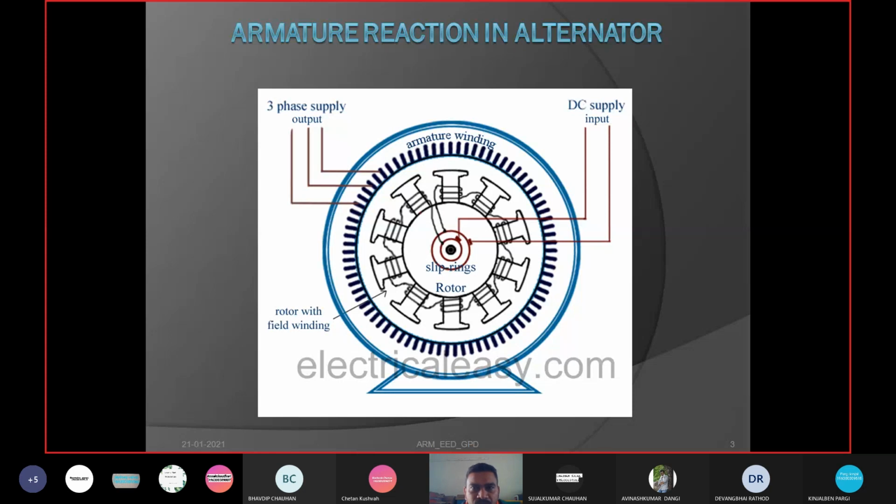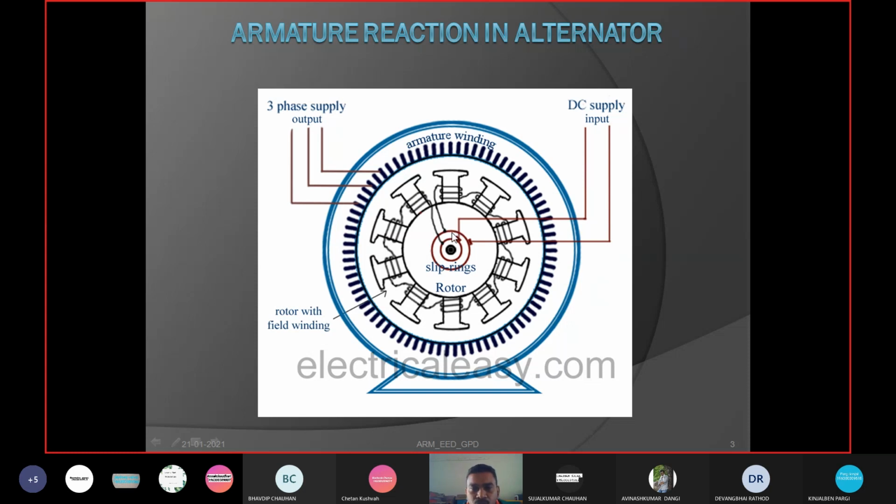So when DC supply, here is the DC supply, is given to the field winding. This field winding is wound on the magnetic pole. Okay, so this is the rotor construction. On the rotor side we have a magnetic pole, and on this magnetic pole we have a winding. This winding is known as the field winding, and DC supply is given to this field winding through the slip rings and brushes.